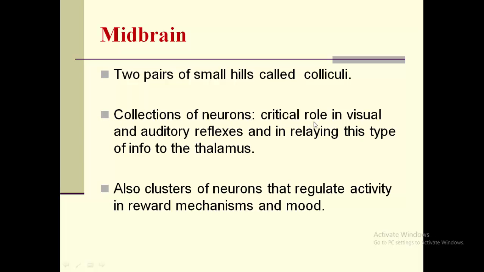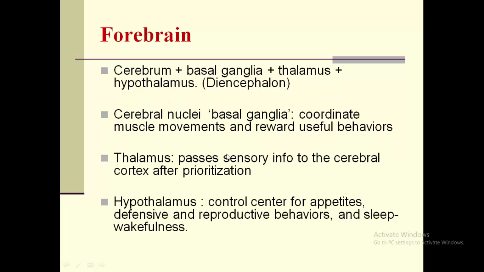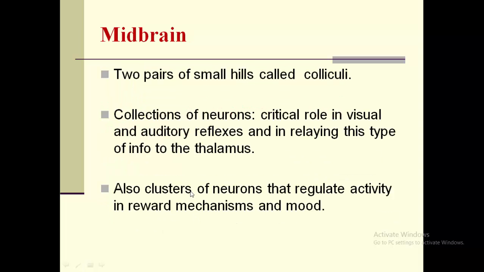Their cortical role is in two things: the visual and the auditory. And again, auditory means hearing, reflexes, and relaying or connecting this type of information to the thalamus, which we said last slide is going to pass this sensory information to the cerebral cortex. So the colliculi are really important in the visual and in the auditory pathways, in vision and hearing.